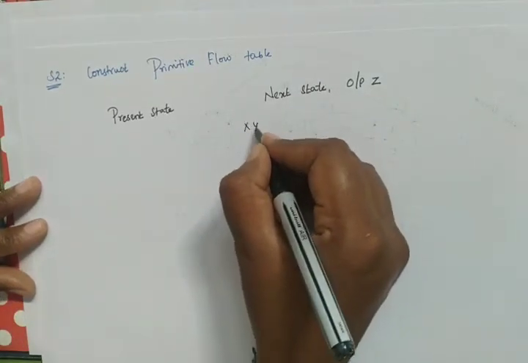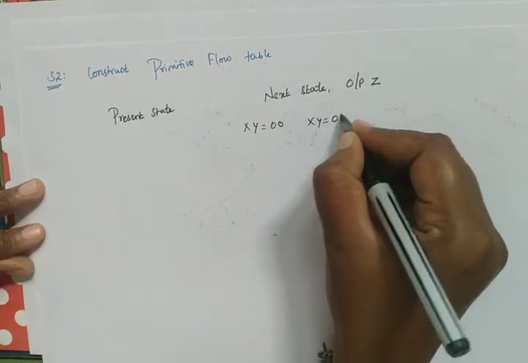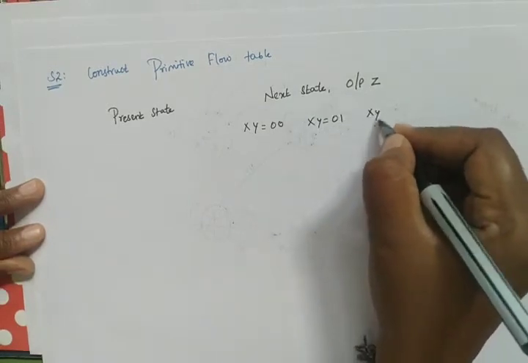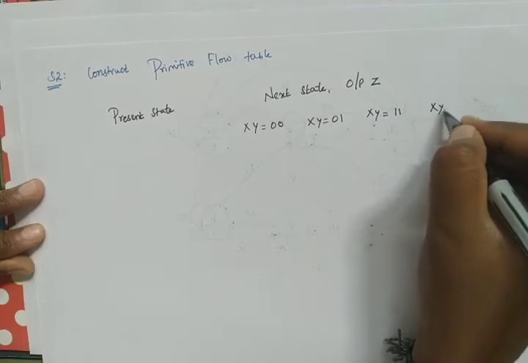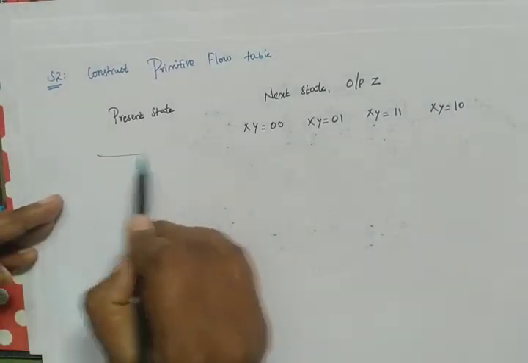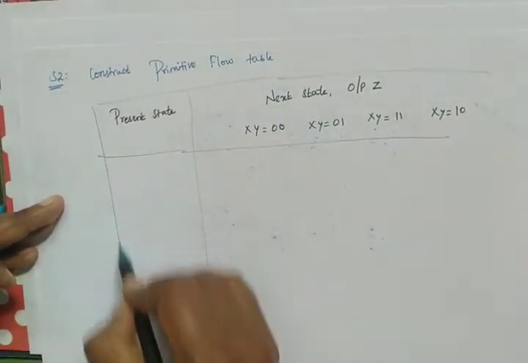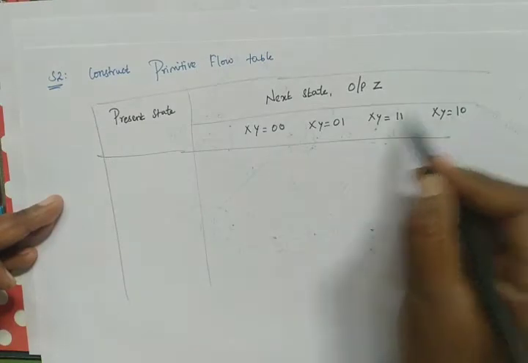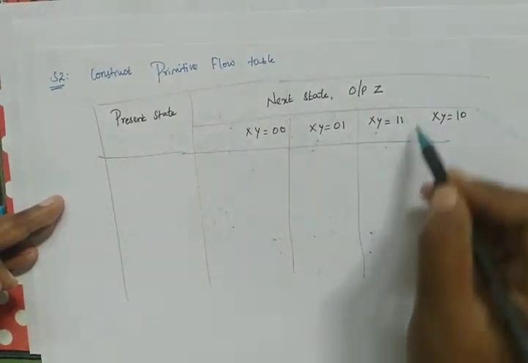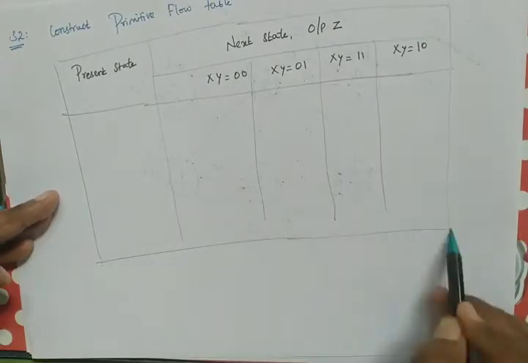That is XY, which represents 0 0, then XY equal to 0 1, then XY equal to 1 1, and XY equal to 1 0. Now we have to form a table for this. This is called the primitive flow table, and here we have to write the present states, that is A, B, C, D, E, F, and the corresponding outputs for that.